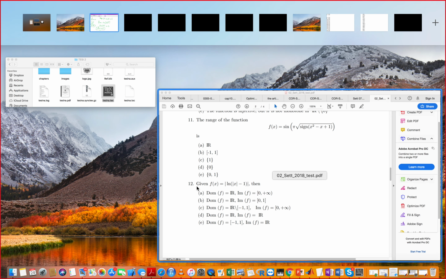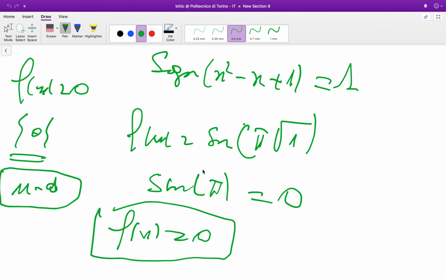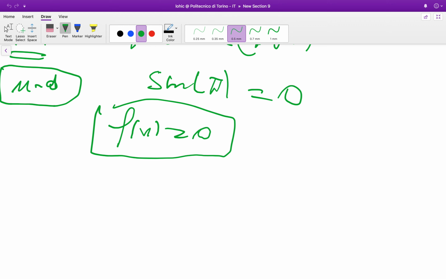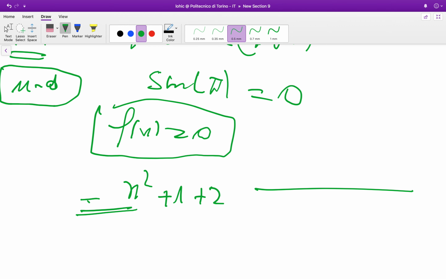I will take an example. Suppose that you have the parabola minus x squared plus x plus 2. Now, look, this minus means that the parabola is downward. It means that if you compute the delta and you see that it's negative, so if you find that there are no roots, in this case it will be like this.